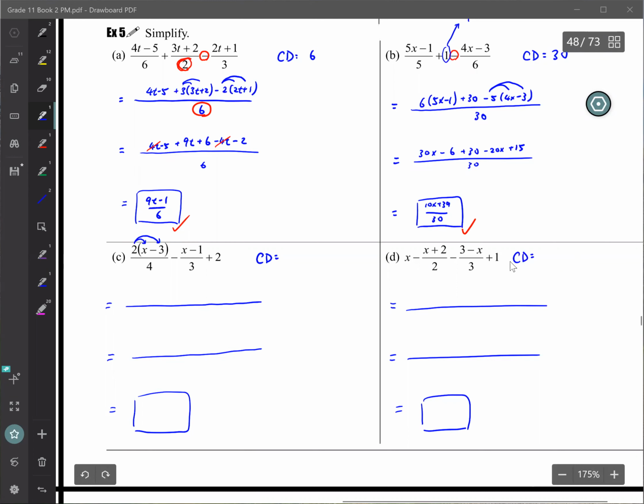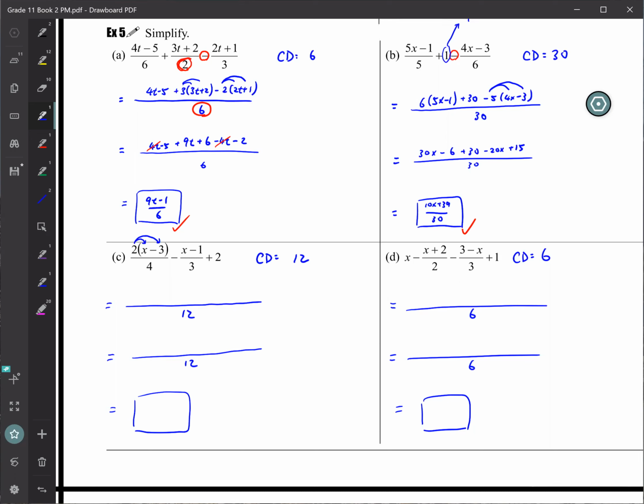Does anyone have questions? Jiawen, what's the common denominator you use for C? 12. Okay, very good. And Marcus, what's the common denominator for D? 6. Yeah, okay. So please raise your hand when you finish both.